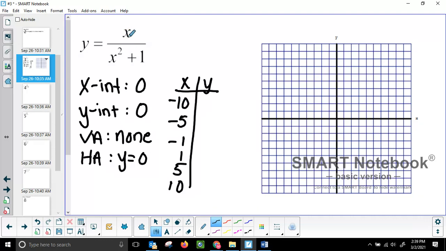So if I plug negative 10 in here, we're going to get negative 10 over 101. Plug negative 5 in, we're going to get negative 5 over 26. Plug in negative 1, we're going to get negative 1/2. And then, of course, all of the positives will just be the positive versions of this, right? So 1/2, 5 over 26, and 10 over 101.